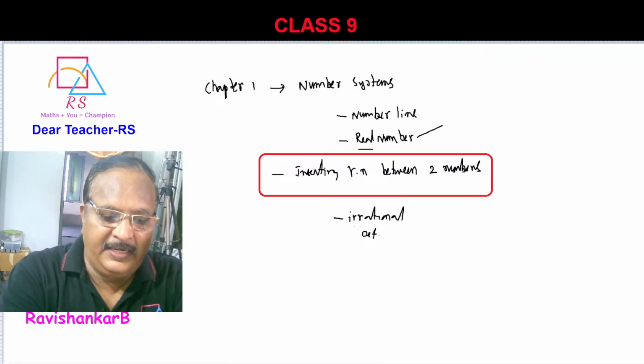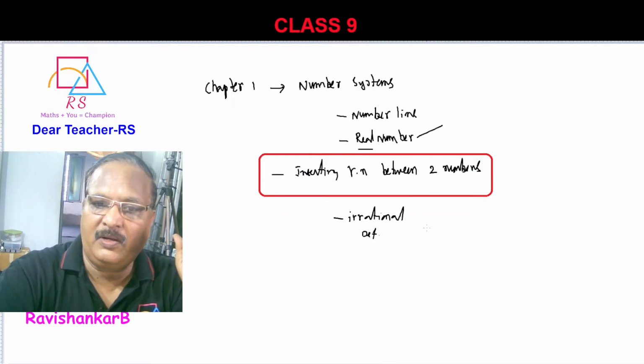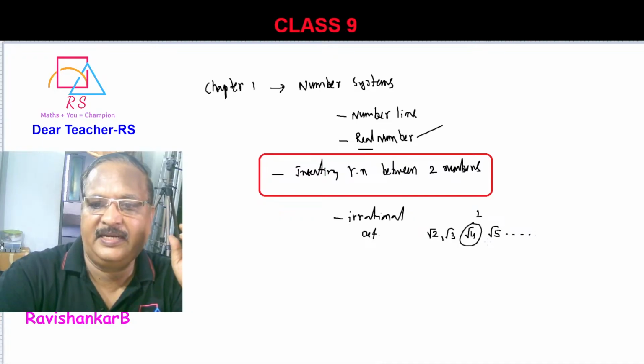So here root 2, root 3, root 4, all these numbers are known as root numbers. Only root 2, root 3, root 4, no, because root 4 is 2. Root 5, all these are irrational numbers.